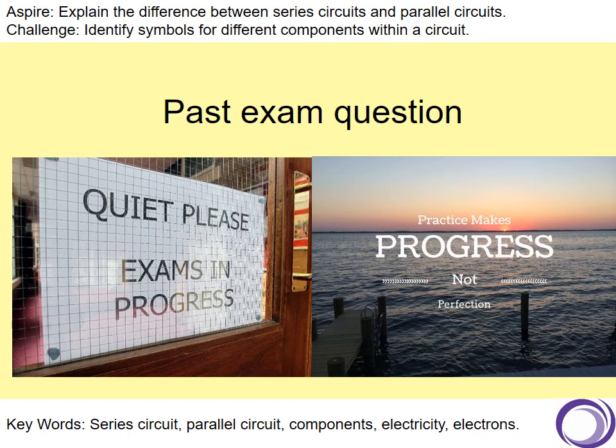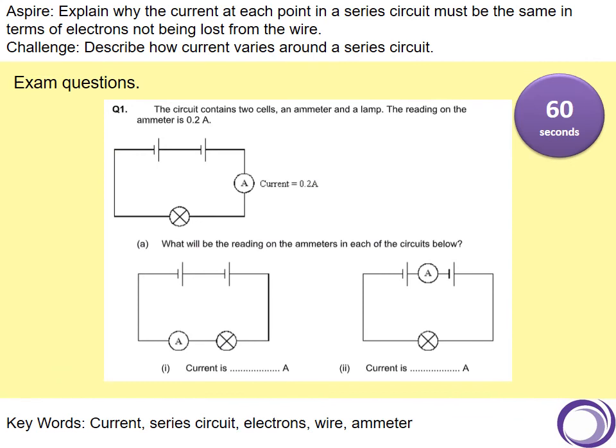Okay, let's have a look at some past exam questions regarding series circuits. So for this exam question, the circuit contains 2 cells, an ammeter and a lamp. The reading on the ammeter is 0.2 amps. So what you have to work out is what will be the reading on the ammeters in the other 2 circuits below. You've got 60 seconds to complete this question.